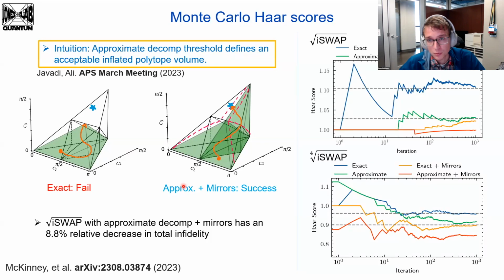And when we do this in a Monte Carlo simulation, we find that the square root iSWAP and quarter root iSWAP, the ones I'm presenting here, do as we expect. The exact score gets improved by allowing approximations, which again gets improved by allowing mirrors, and again gets improved by applying approximations and mirrors. The square root iSWAP kind of converges at 1. This is kind of the lower bound that's possible to do with a single gate. But quarter root iSWAP was continuously being improved.